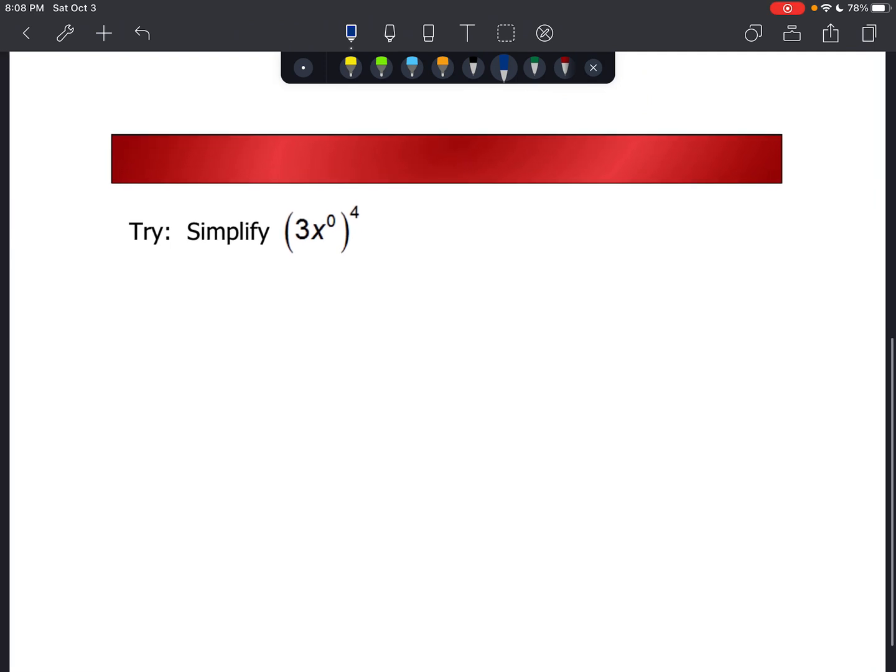Okay, here's another one for you to try. Go ahead and press pause. When you're ready to check your answer, press play.